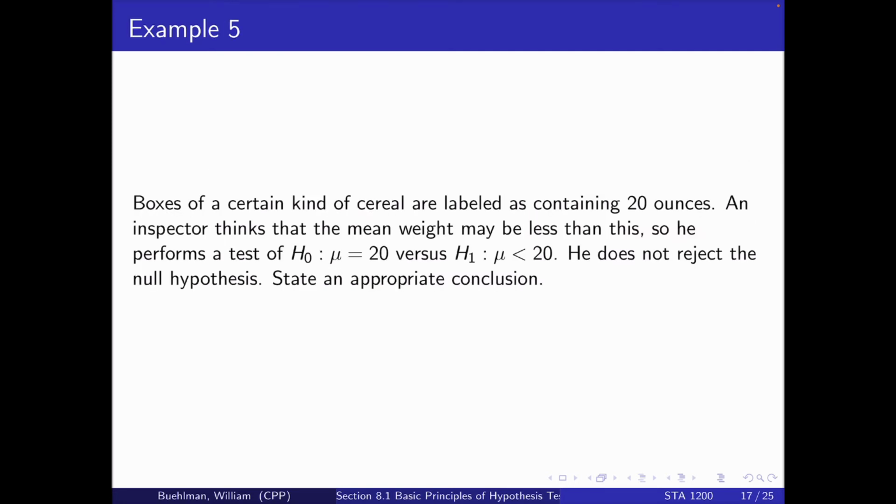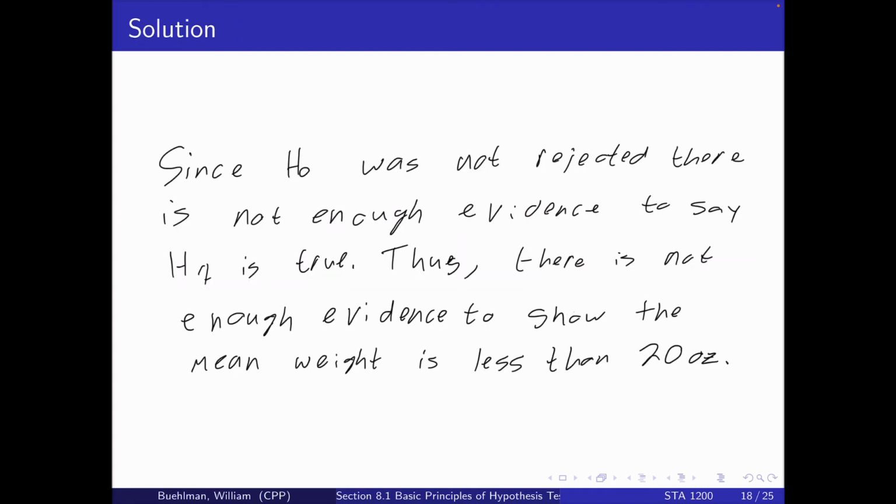Example 5. Boxes of a certain kind of cereal are labeled as containing 20 ounces. An inspector thinks that the mean weight may be less than this, so he performs a hypothesis test that H0, mu is equal to 20, versus H1, mu is less than 20. He does not reject the null hypothesis. State an appropriate conclusion. Since the null hypothesis was not rejected, there is not enough evidence to say that the alternative is true. Thus, we say there is not enough evidence to show that the mean weight of the cereal boxes is less than 20 ounces.